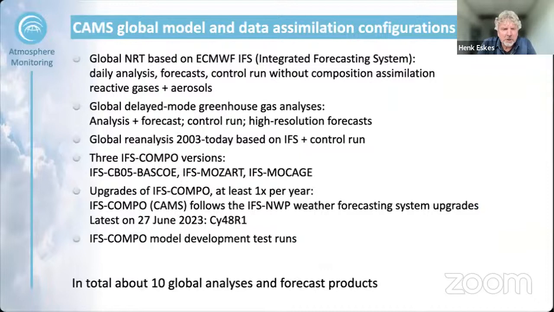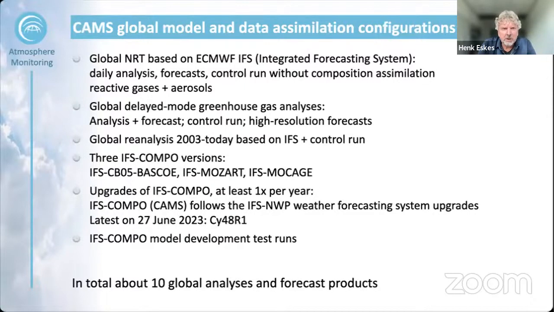So what kind of products does CAMS, and especially CAMS Global, provide? The main target of CAMS is to provide daily analysis and forecasts of atmospheric composition, so reactive gases and aerosols. CAMS is providing 2 analyses every day, with a 12-hour cycle. And starting from those analyses, it's providing 5-day forecasts of atmospheric composition.